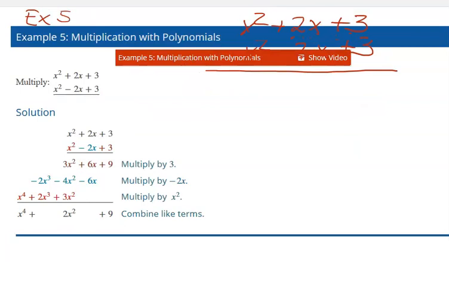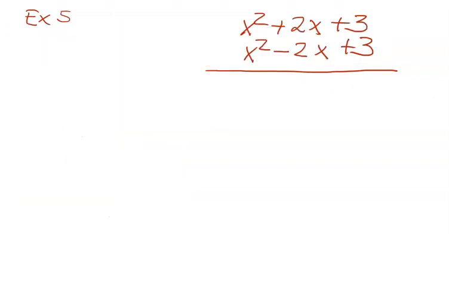Now, for example 5, again, we're multiplying a trinomial by a trinomial. So again, check that you've written it down properly, and we'll do it together. Again, vertical method, I think, is the way to go. Horizontally becomes quite confusing. So 3 times 3 is 9. 3 times this is a positive 6x.